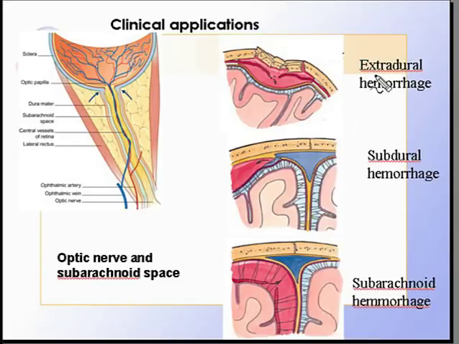Subdural hemorrhage is always venous in nature, and the reason is that you can see these are the cerebral veins which are present here in the subarachnoid space.